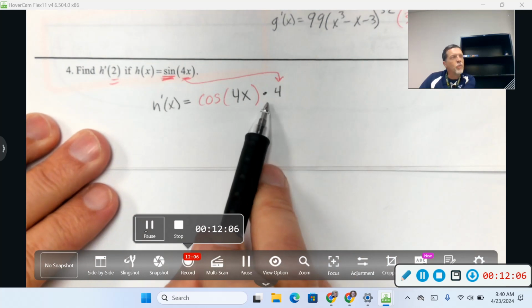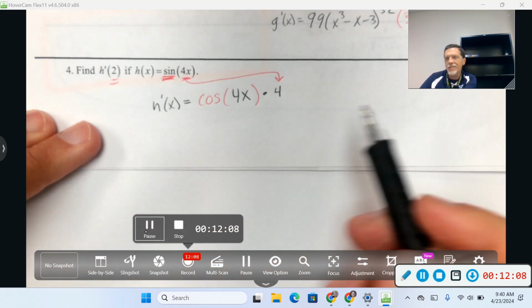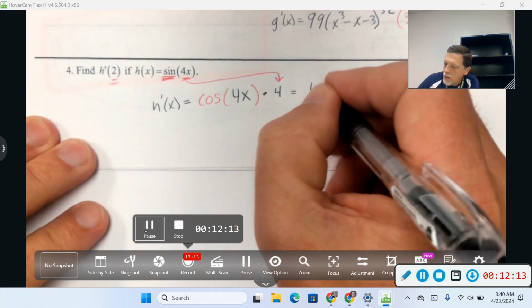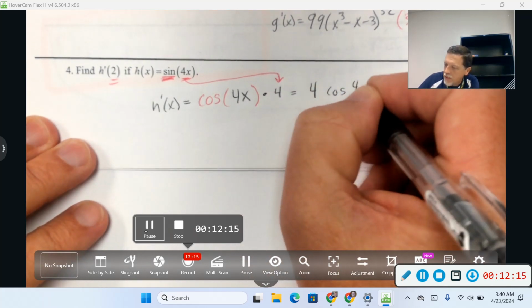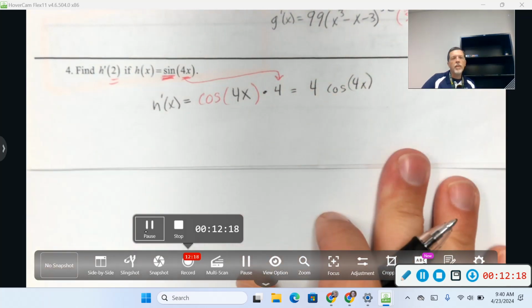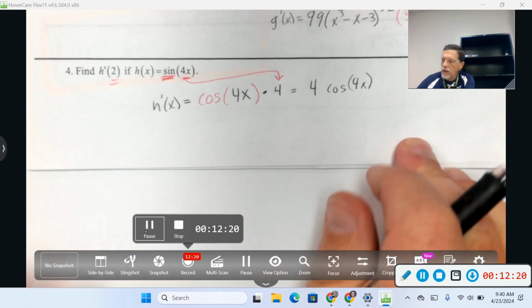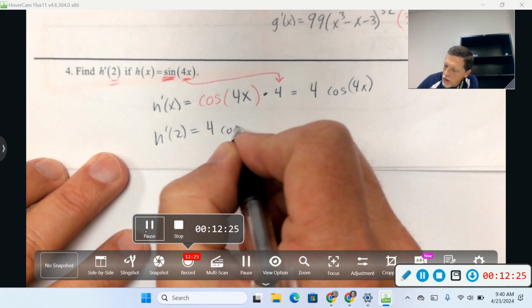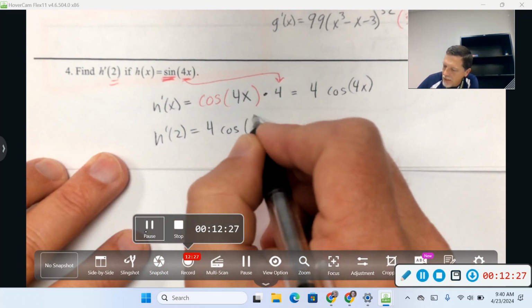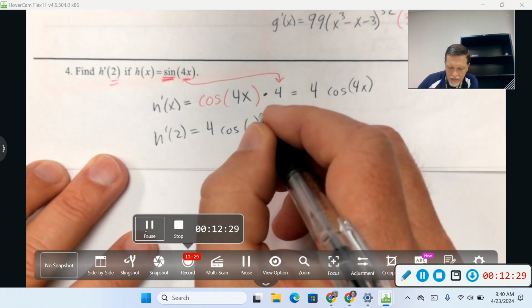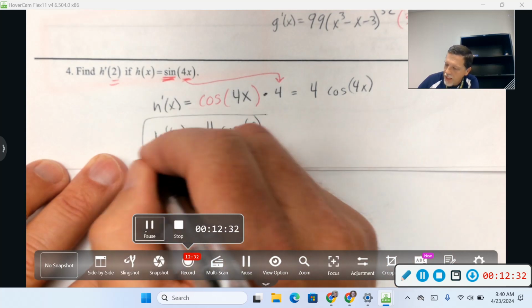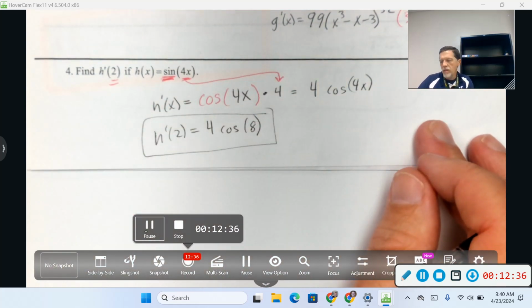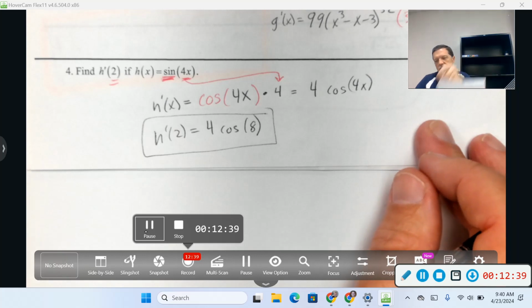This one does look a little weird with the 4 at the end. It's not wrong. It just might be misleading on where the 4 goes. So it might be safer to put the 4 out front, like that. H prime of 2 then is 4 cosine of 8. I don't know what the cosine of 8 is, so I think we're just going to leave it like that. Outside in, one step at a time.